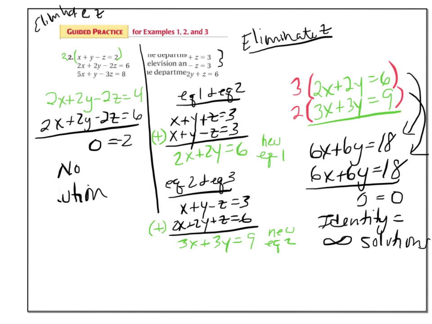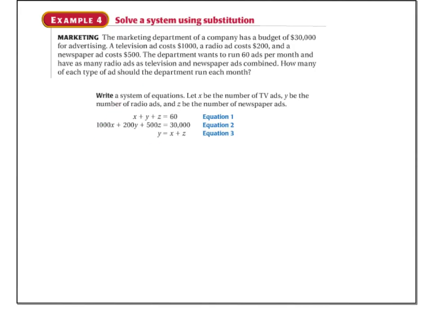Well, the words alone would scare you, but thank goodness they wrote the 3 equations for you. The linear systems are written for you. So they said x is the number of TV ads, y is the number of radio ads, and z is the number of newspaper ads.